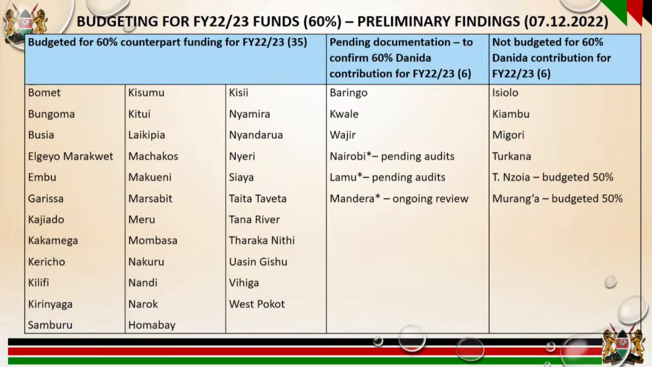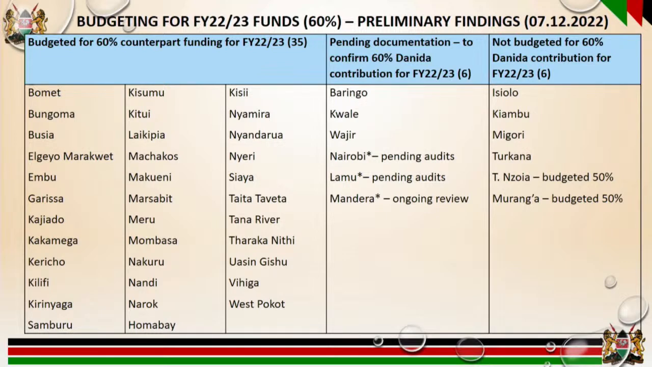Budgeting for funds for the current financial year 22-23. We still have some counties that have pending documentation for the auditors to be able to verify. Those have been listed there. For Nairobi and Lamu, the audits are still pending. We've put there that the audits are still pending. For Mandera, the review was ongoing as at 7th of December when we were compiling this report for this meeting.